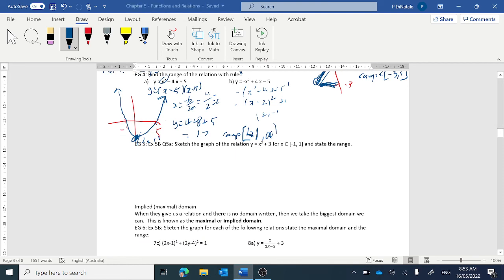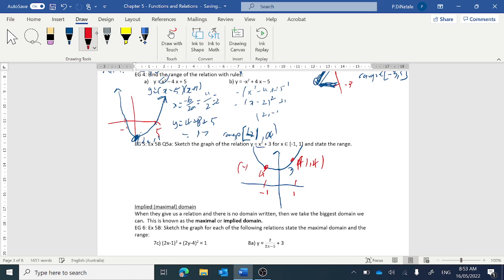Same with this one here, x squared plus 3. Now x squared plus 3, it's going to be shifted up. So we're going to do it 3, so this is it here. Okay, but we only want it between the x values of negative 1 and 1. So if I put negative 1 in there, negative 1 squared is 1 plus 3, so that stops there at 4. And 1, it stops there at 4. So this is 1, 4. This is negative 1, 4.